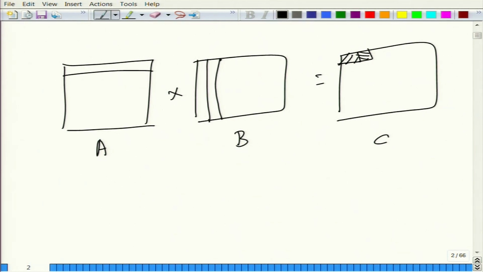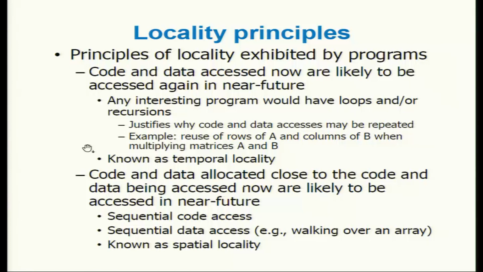Similar thing is going to happen regarding columns of B. When I start working on, for example, the next row of C, I'll take the next row of A and the first column of B. So rows of A and columns of B are getting reused, as you can see here. Okay, so that's what is mentioned here. This reuse is essentially called temporal locality. That's the name of the locality. That is, something I'm working on now may be required again.